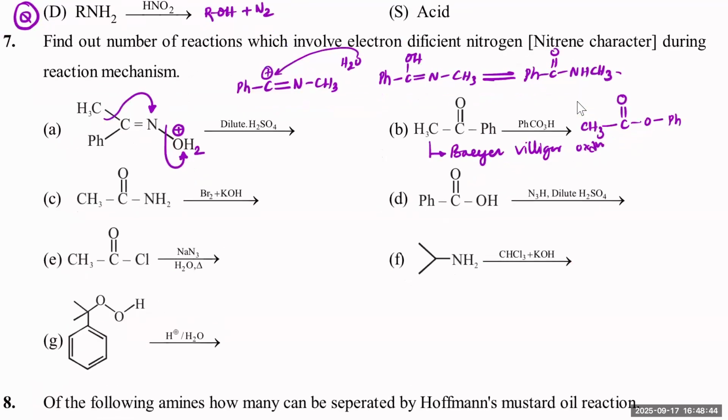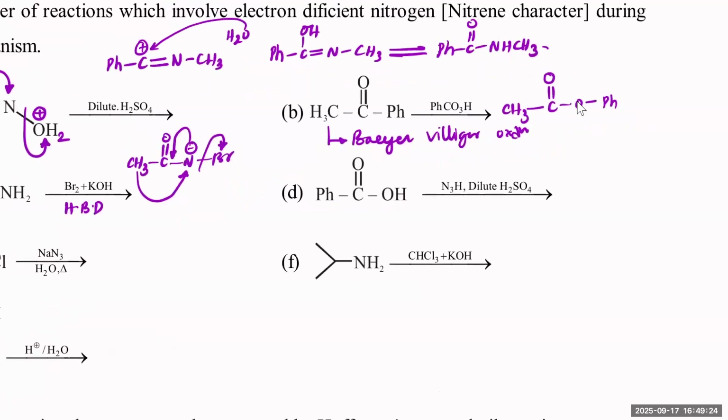Next one. This is Hofmann bromamide degradation, HBD reaction. In Hofmann bromamide degradation, we learned that first you'll get C double bond O N with N minus and Br. Now this is where the nitrene is forming. So if CH3 attacks here, Br will go and this group will come. So there is a nitrene character here. That means you can expect C double bond O and N with a lone pair and empty orbital plus Br minus formed first. So this is a nitrene form. Yes, there is a nitrene character which is developed here. Correct.